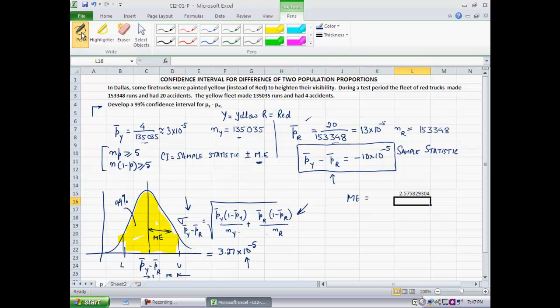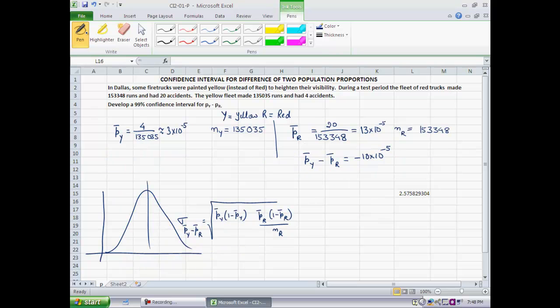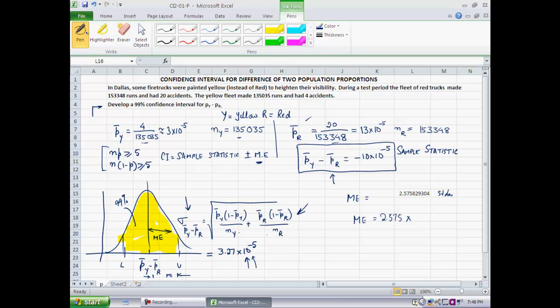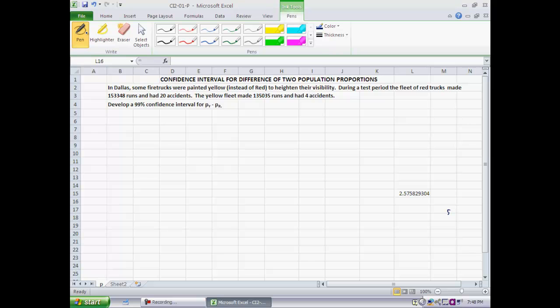So my margin of error has to be 2.575 standard deviations large if I want to be 99% sure. And how much is one standard deviation? We just saw that it was 3.27 times 10 to the minus 5. So for our specific case, the margin of error is simply 2.575 multiplied by 3.27 times 10 to the minus 5. Let's see what that turns out to be.